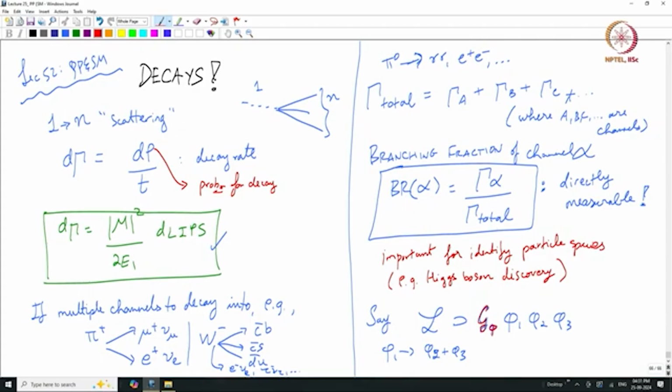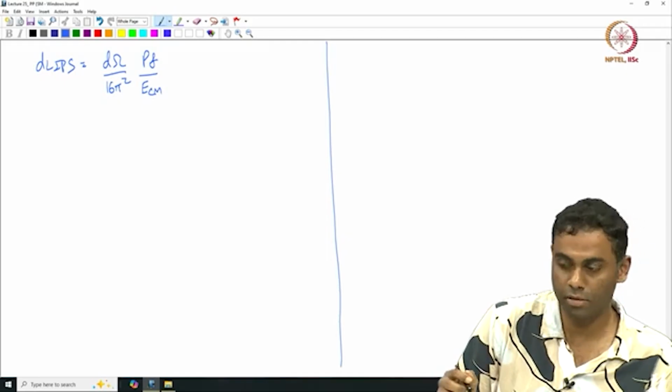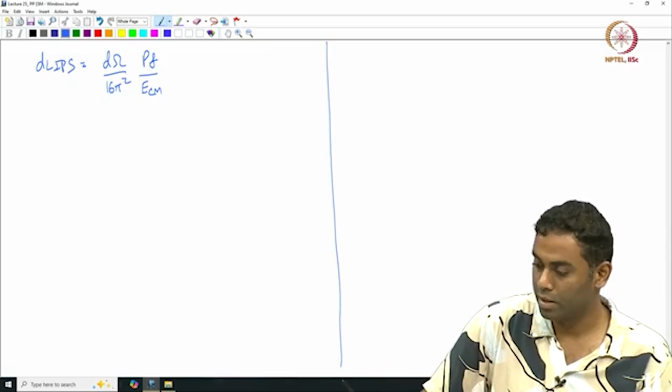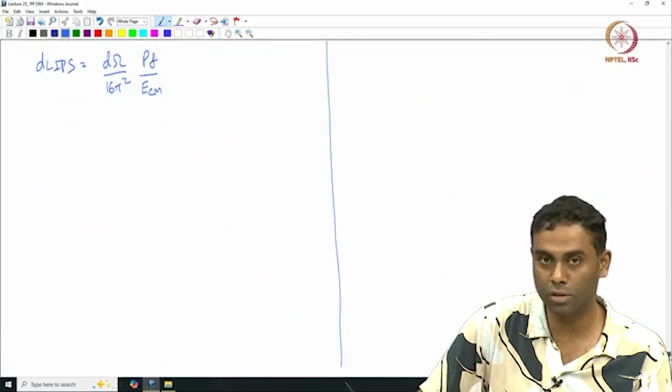Okay. Now with this in mind, we can immediately write out what d lips is. That's nothing but this, simply that, over ECM, where PF is the final state momentum. So we can now think of the rest frame of the mother particle, so that in the final state both the daughters have the same momentum.